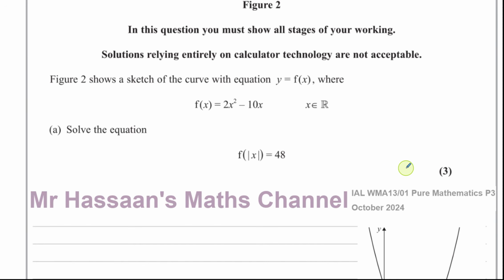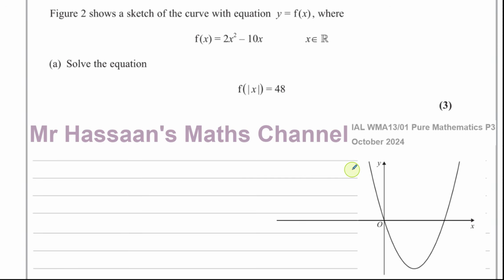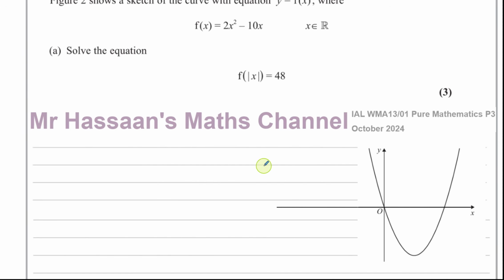And it says here, solve the equation f of the modulus of x is equal to 48, where the modulus of x is inside the bracket. Okay, so this is a type of question which normally comes with transformations, but here it's with solving the equation. Okay, so how does this work?